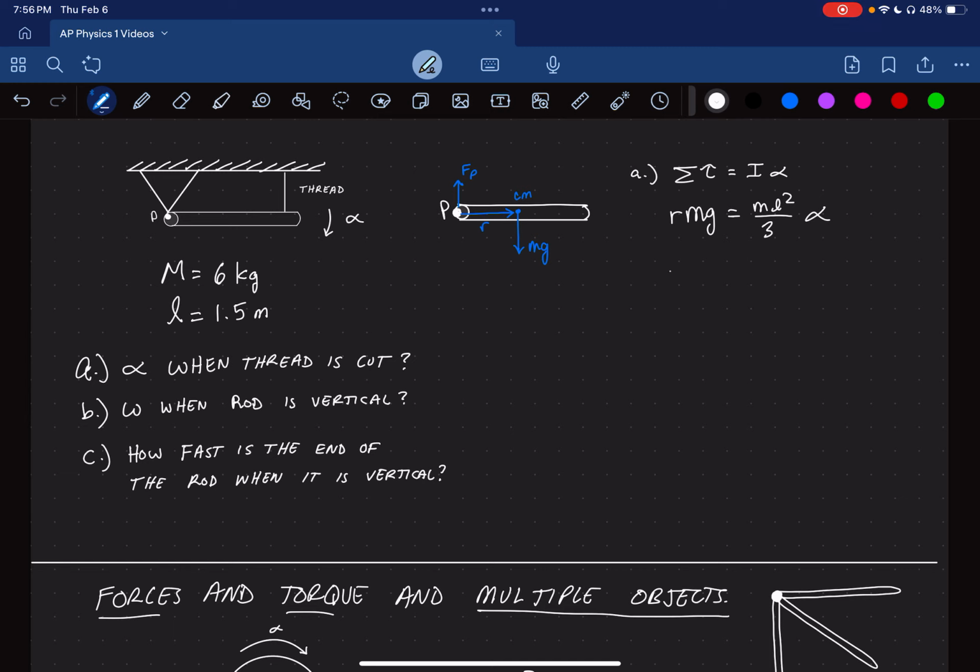It's half of L, so that's 0.75 times the mass, which is 6, times g, equals 6 times 1.5 squared over 3 times alpha. 0.75 times 6 times 10 is 45. Cool, which is 10 radians per second squared. That is alpha.